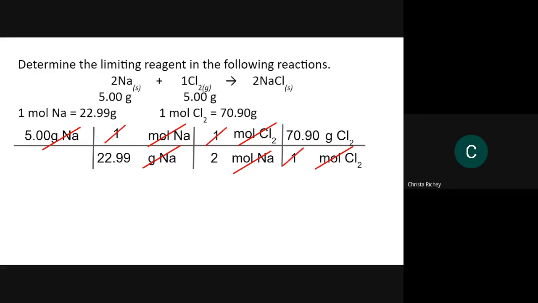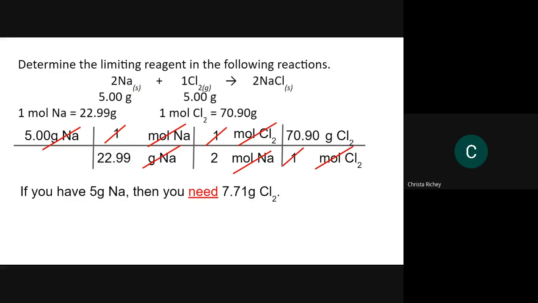Okay, so it would be 5 times 70.90 divided by, and then you would use parentheses, 22.99 times 2. And I'm going to have 3 numbers because 5.00 has 3. And like I said, I have 5 grams of sodium. I'm figuring out how much chlorine would be 100% perfect for exactly 5 grams of sodium. According to my math, I need 7.71 grams. That's what that multiplies and divides out to. I need 7.71. I have 5. Do I have enough to cover this? No. So that means that is the limiting reagent.